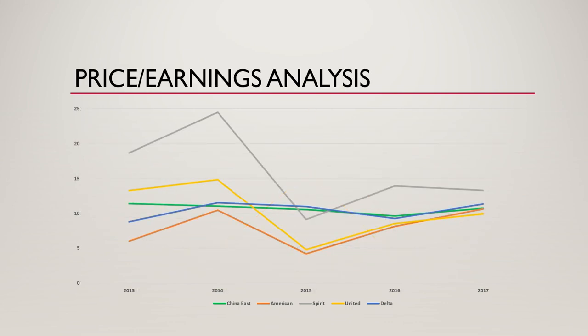And price to earnings. Spirit, once again, has the highest price to earnings, so it's a little bit more expensive of a stock, but they also have more growth where it makes sense. Everybody else is basically in 2017 smack dab at a 10, so under a 15, so decently priced.